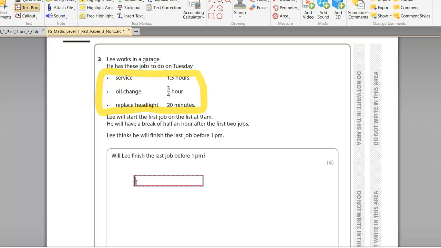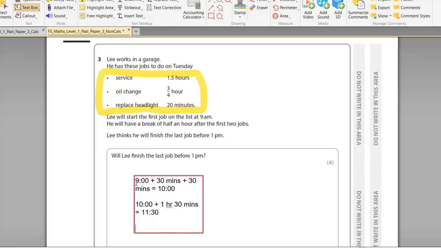Then he's going to start the first job at 9, a break of half an hour after the first two jobs. So 9 o'clock plus half an hour, of course, is 30 minutes plus 30 minutes. So that's going to be 10 o'clock. And then the service is 1.5 hours, so that's 1.5 hours.